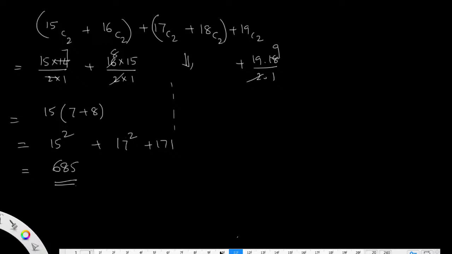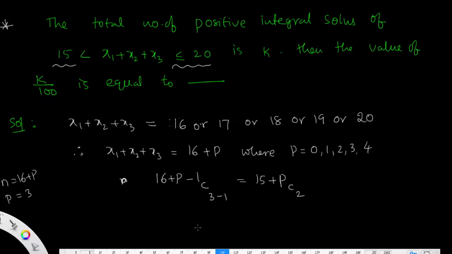So whatever value condition is given, you have to practice questions like this also. Question 6: x1 plus x2 plus x3 is equal to 16 or 17 or 18 or 20. Then it goes to 16 plus p, which I have taken. Now it is in the form of n things distributed among three persons, and p can be 0 or 1 or 2 or 3 or 4.